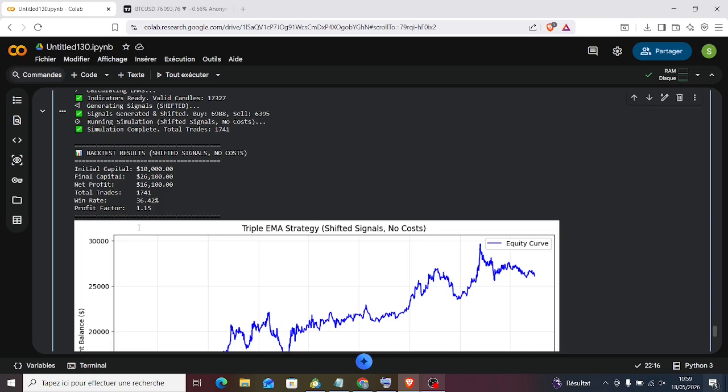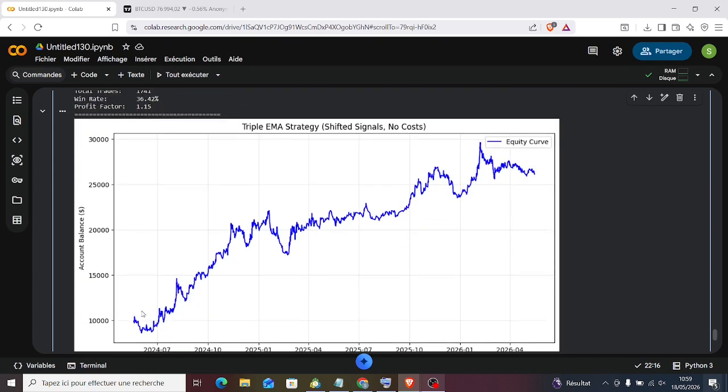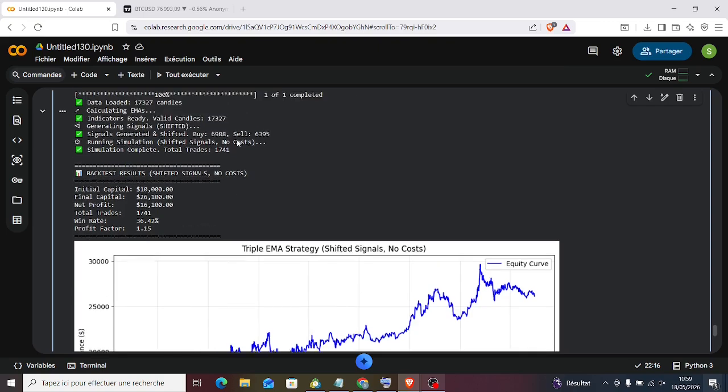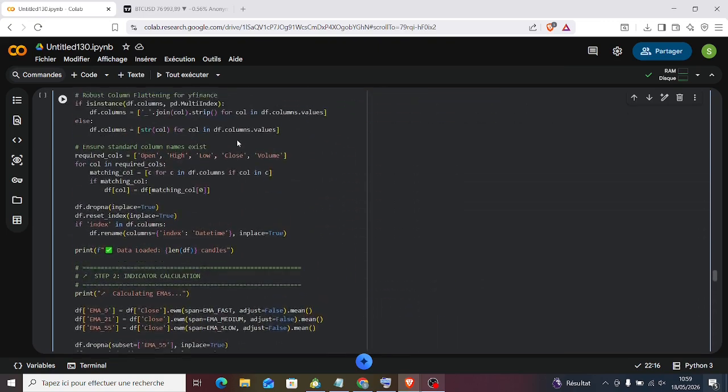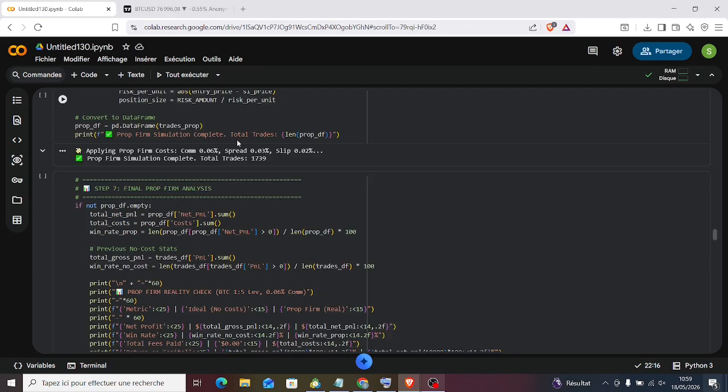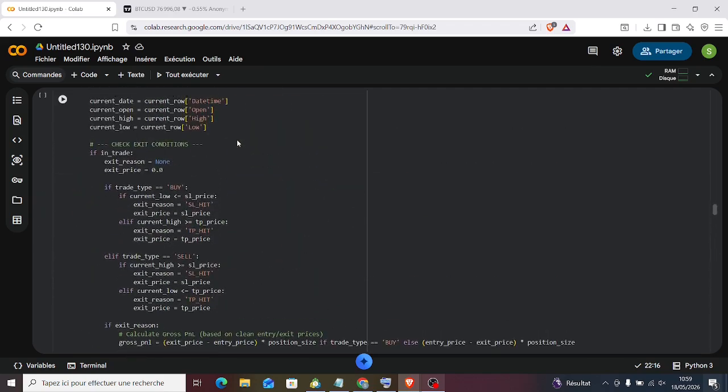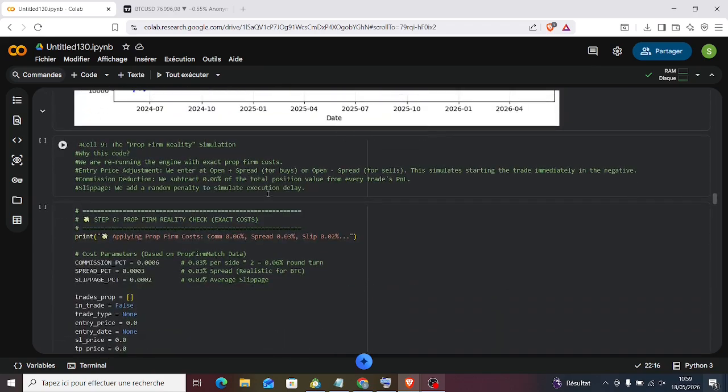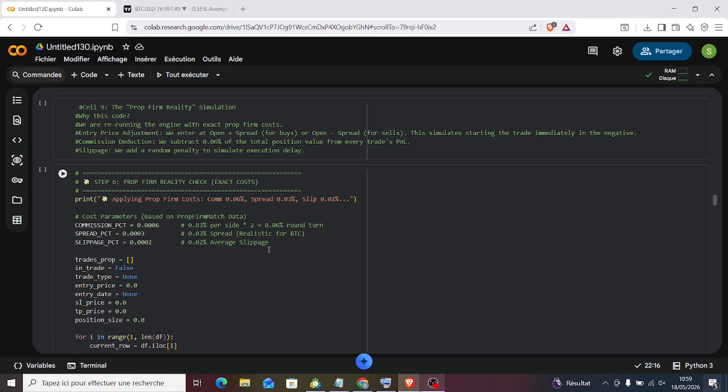Now we have a more realistic simulation, but even after fixing that issue, the strategy still looks too good to be true, and this brings us to the next step, real trading costs. When you trade, especially crypto or prop firm accounts, you are fighting two battles: finding a real edge, and surviving trading costs. So now we apply realistic prop firm costs. Commission, 0.06%; spread, 0.03%; average slippage, 0.02%. Then we rerun the backtest.